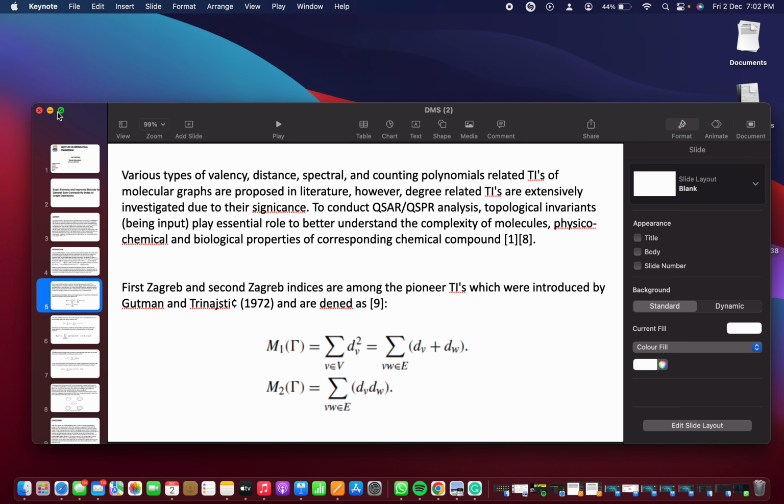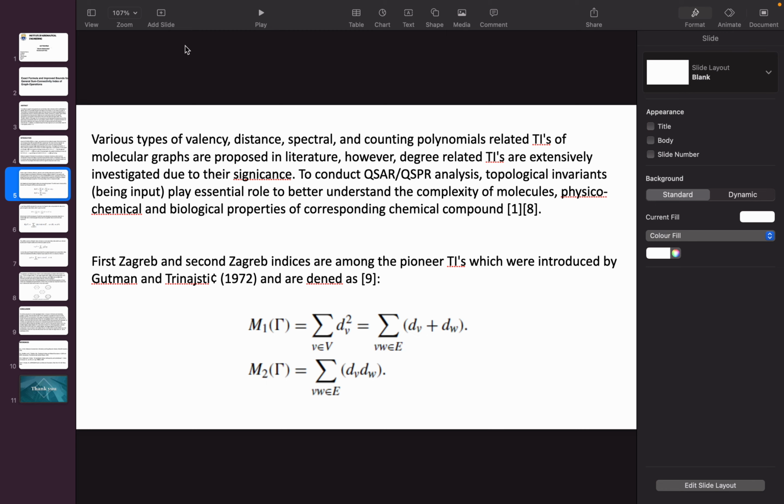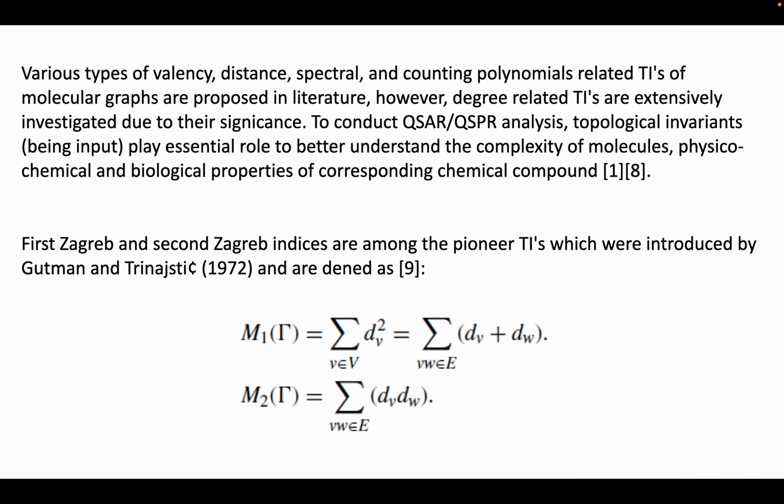Various types of valency, distances, spectral and counting polynomials related to TIs of these molecular graphs are proposed in the literature. However, degree-related TIs are extensively investigated due to their significance. To conduct QSAR or QSPR analysis, topological invariants play an essential role to better understand the complexity of molecules and the physicochemical and biological properties of the corresponding chemical compounds.